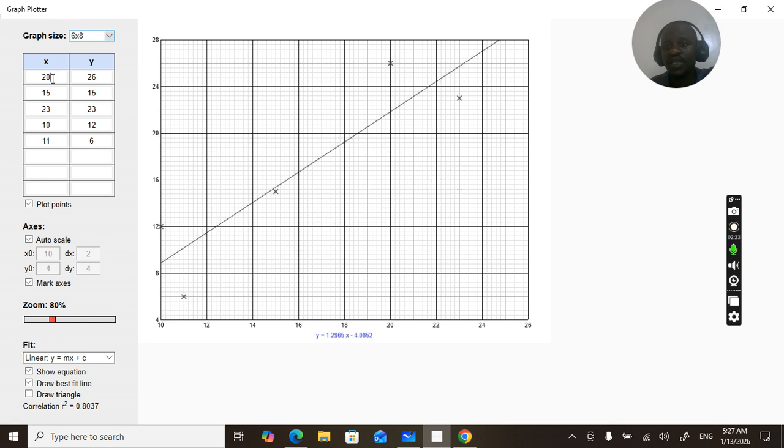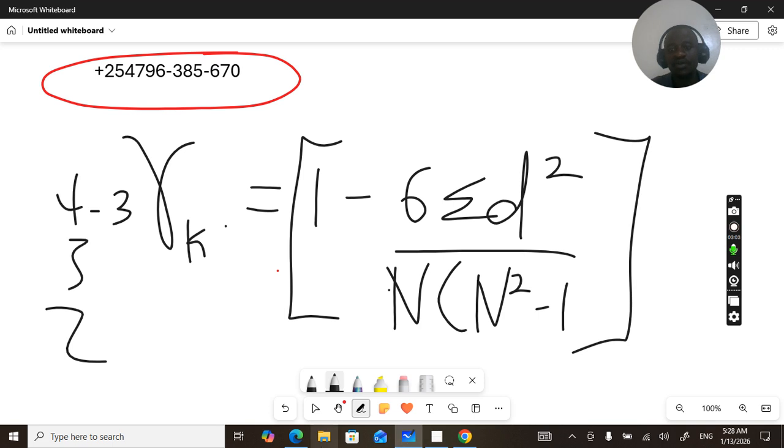So we look at the number 20 and you ask yourself, where does it fall? How many data do we have here? 1, 2, 3, 4, 5. So out of the 5 data, what is the rank of 20? It is number 2, because 23 is the highest, followed by 20, followed by 15, then 11, then 10. So you rank them that way. You also rank Y, the school in the US, that way. Then from there, you can solve that particular question effectively using the Spearman's rank formula.